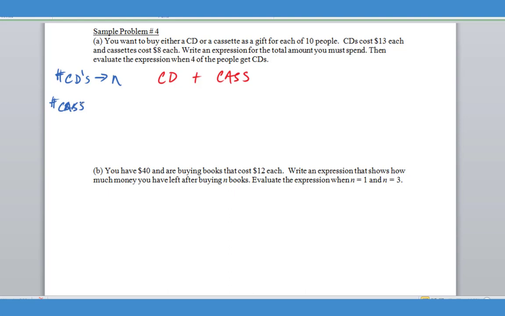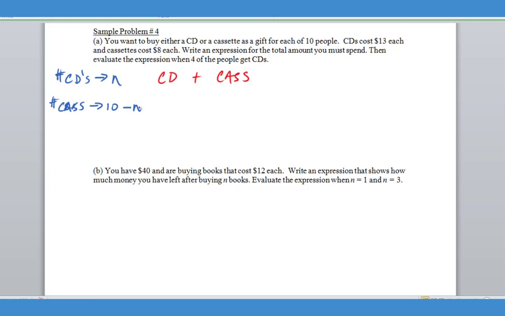Well, it told us in the problem that we had 10 people to buy for. And I'm buying either a CD or a cassette. So we know that if I bought 4 CDs, so to speak, that I would have 6 people that I'm buying cassettes for. So cassettes is actually dependent upon the number of CDs that I buy. So since I'm buying for 10 people, I'm going to subtract the number of CDs that I'm purchasing to represent the number of cassettes that I'll be purchasing. So we call this a dependent variable, and we'll talk about dependent and independent variables in upcoming lessons.